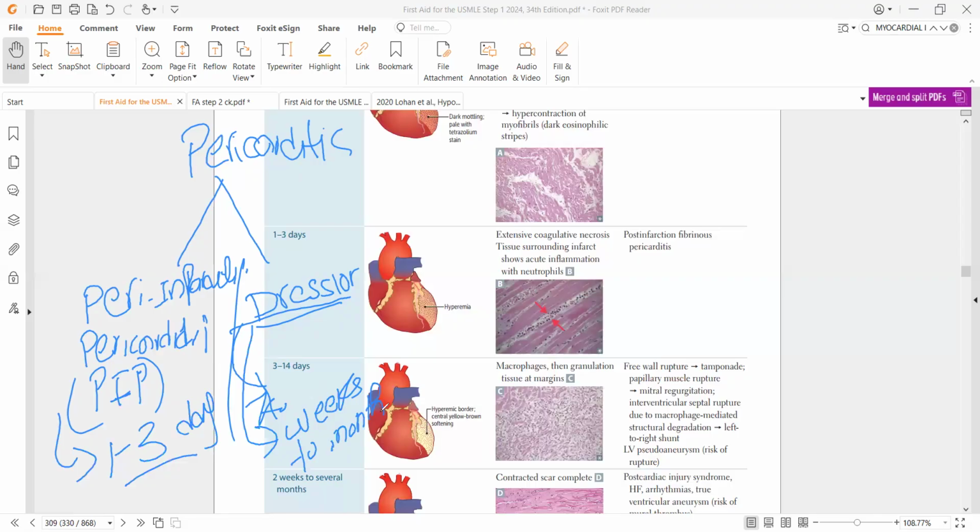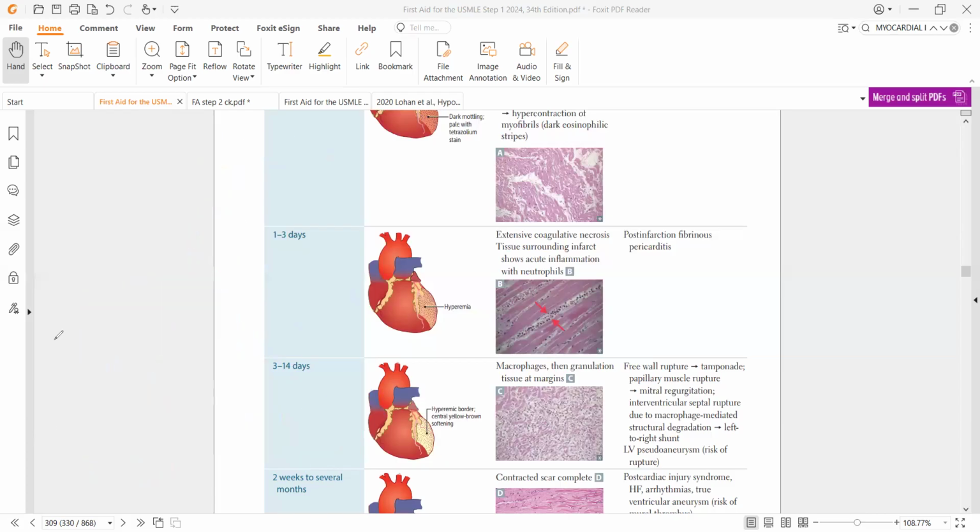If you reperfuse the cardiac tissue early, the pericarditis risk will decrease. So early reperfusion decreases the risk of pericarditis, particularly the peri-infarction pericarditis, right?